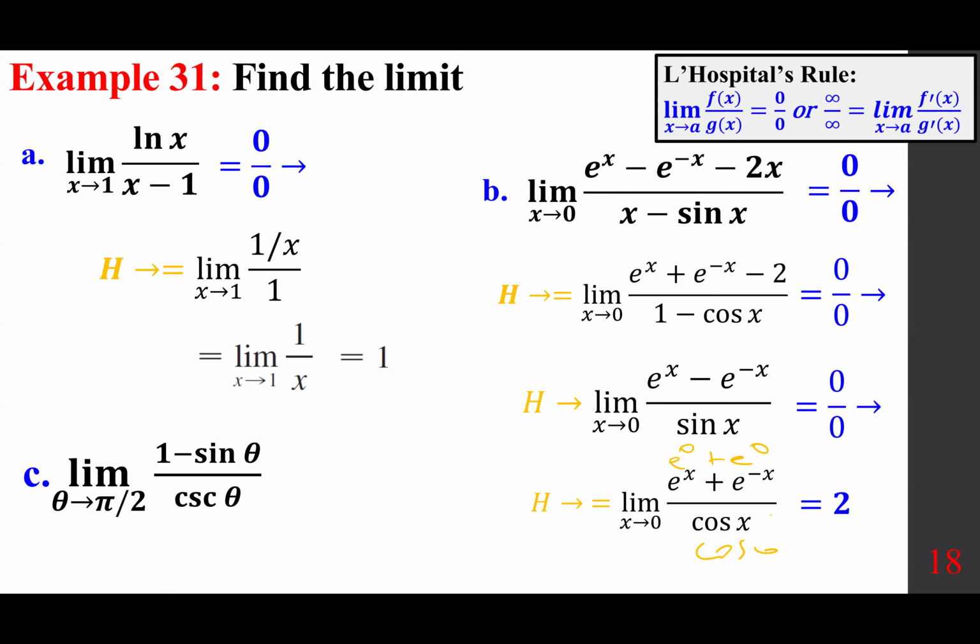What about this one? Just plug in. If I plug in, I get 1 minus sine of pi over 2 over cosecant, 1 over sine of pi over 2. As you know, sine of pi over 2 is 1, so we get 0 over 1 or 0. So there is not much to it, everybody.